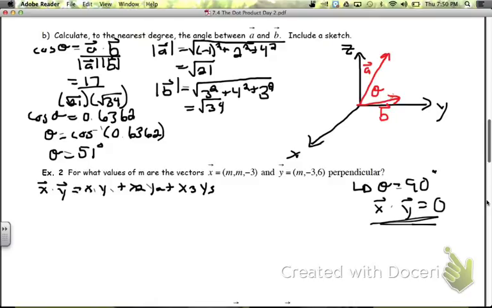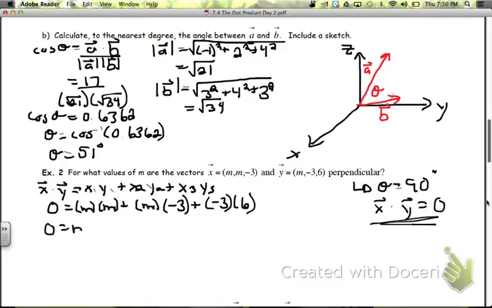And since we know when it's perpendicular, our dot product is equal to 0, we can say 0 is equal to, and now our x1 is m times our y1, which is m as well, plus x2 is m, y2 is -3, plus -3 times 6. So then we have 0 is equal to m squared minus 3m minus 18.